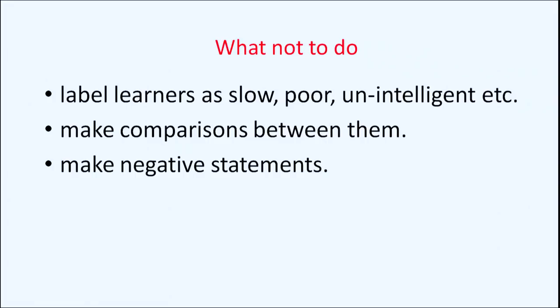Now, there are certain things that a teacher must never do because here the assessment is continuous and comprehensive. There are certain things that the teachers must avoid. The teachers must never label learners as slow, poor, unintelligent, etc. The teacher must never use phrases like you cannot do better than that, you are good for nothing. Rather, the teacher must use positive statements, whereby she should say, this is better than the previous one, you can do better next time, I am sure you can do it.